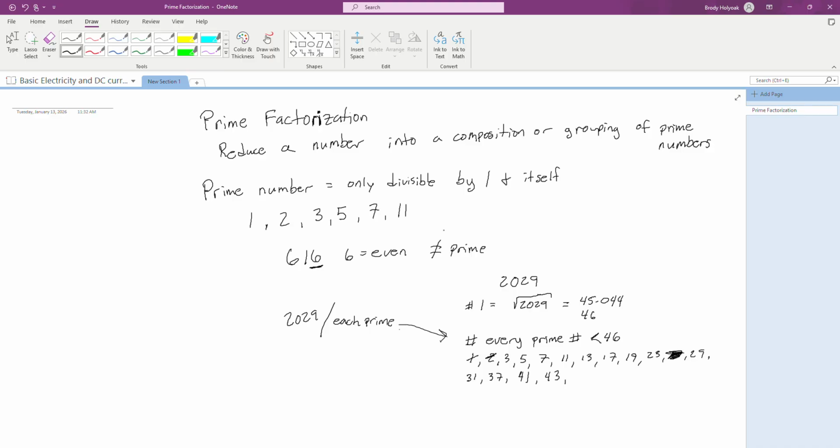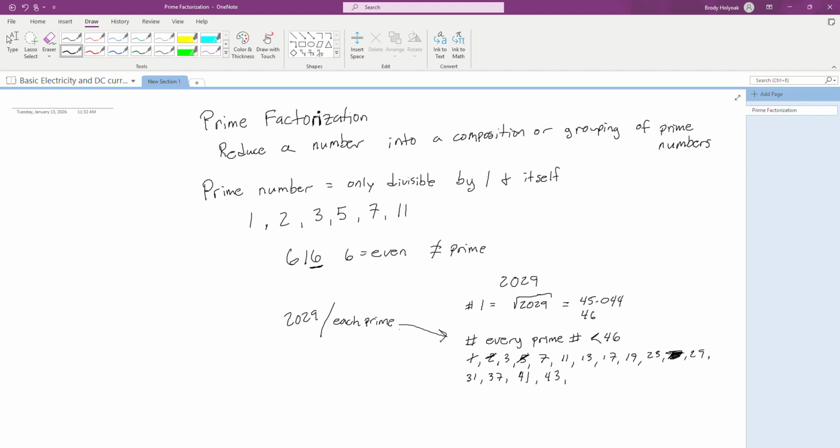We'll go divide that by 5. That should be out because we know right off the bat this doesn't end in 5 or 0, so 5 is gone. So we don't even have to do that step. 7 is going to be 289 and change, so there's a decimal on it. So 7 doesn't work. 11 is 184 and a decimal. Then we look at 13 is 156 and a decimal, so it can't be divisible by 13. Divisible by 17 gives us 119 and a decimal, so that's not it. 19 is 106.789, which gives us the decimal, so that's not it.